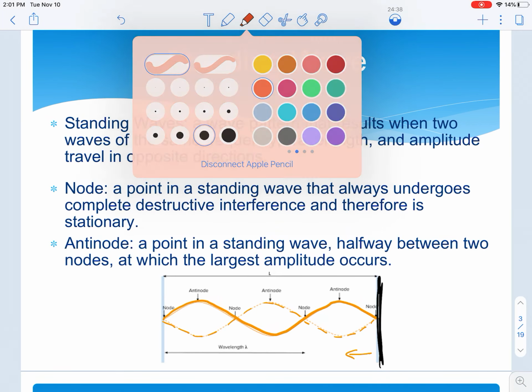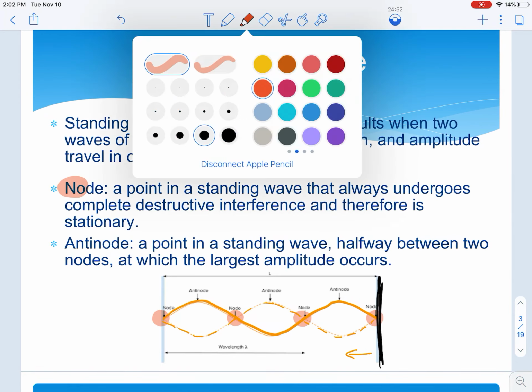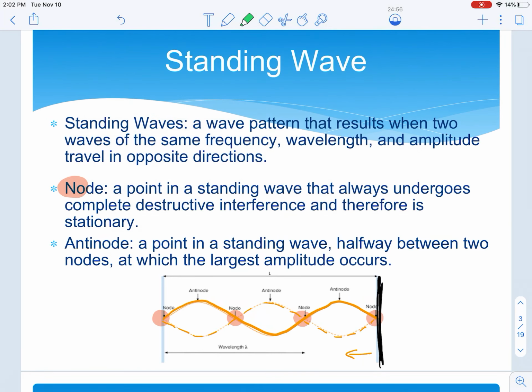So there are two parts to a standing wave. We have the nodes, which, as I like to explain it, are going to be the points of no amplitude, right? So right here, these are all our nodes. So on this particular image, you can see we have 4 nodes.